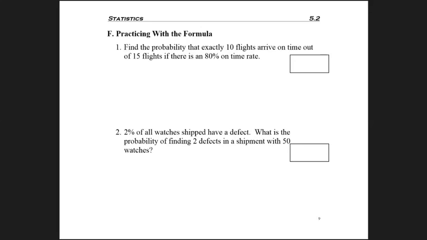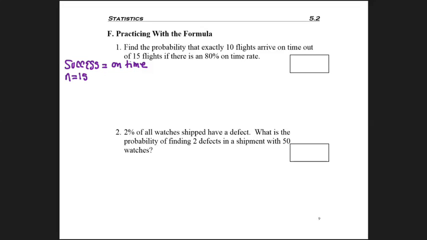So now we're ready to actually solve some problems using the binomial formula. As I read the question, the probability that exactly 10 flights arrive on time out of 15 flights, if there is an 80% on time rate, fits my 4 criteria. I still like to know what's success, and in this case, success is a flight that's on time. I need to find n, my fixed number of trials. We're looking at 15 flights.